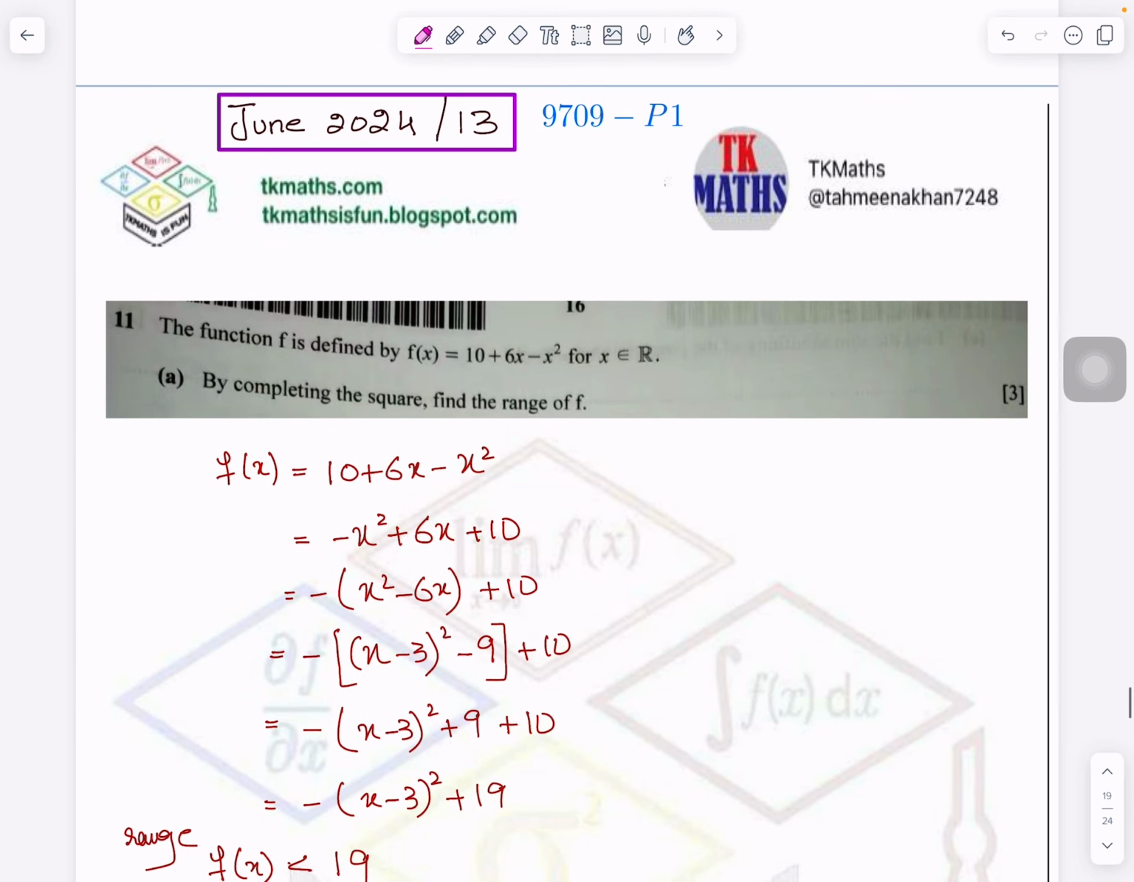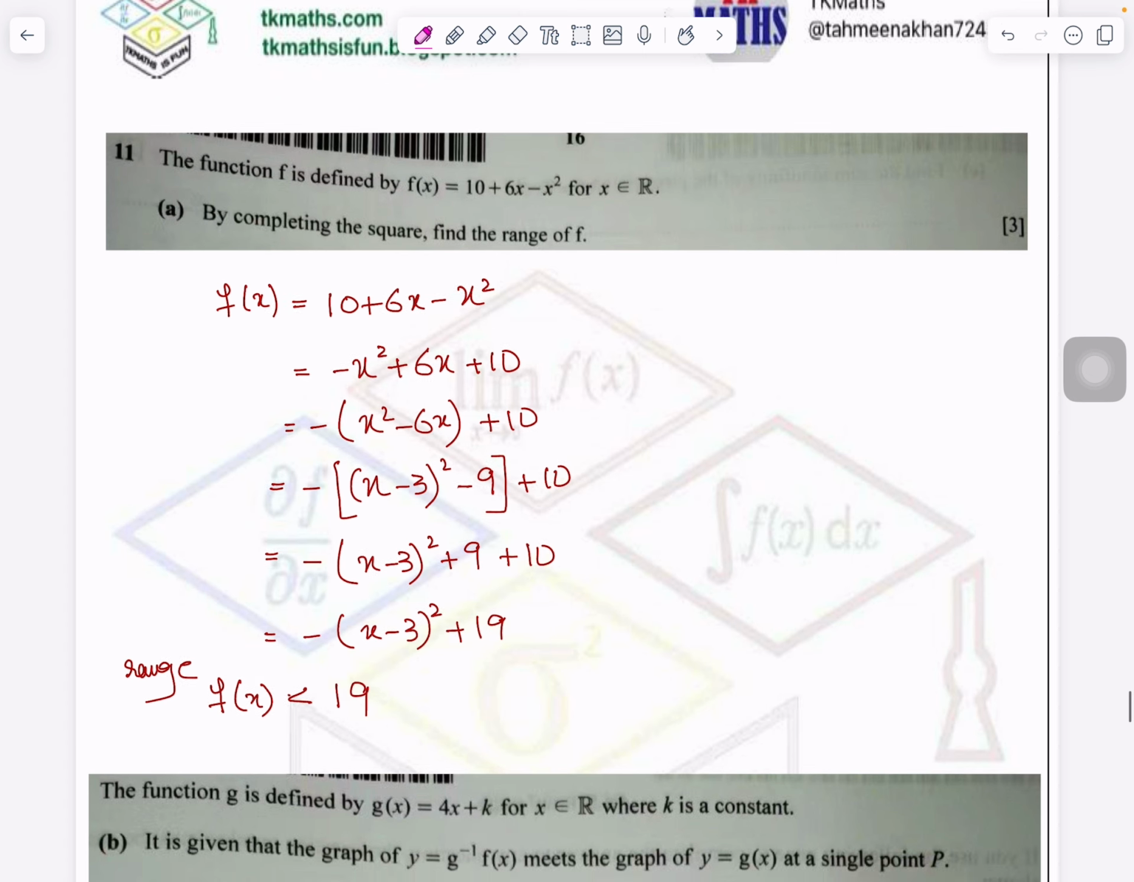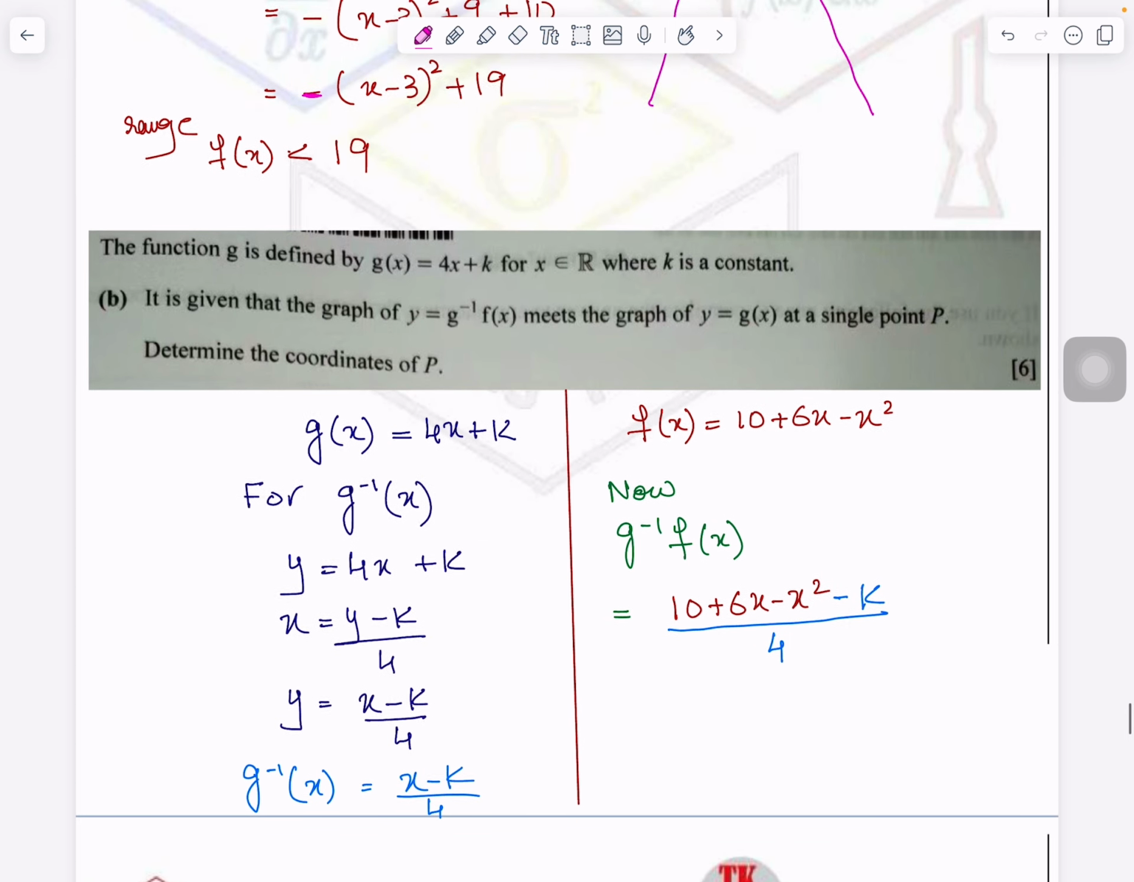Now the last question, which is related to function, is by completing the square find the range. So this part was easy. You can apply the completing square method. You're getting a minus sign here, so it means the curve has this shape. It is a maximum value curve, so the range will be less than 19. Part B was a little tricky.